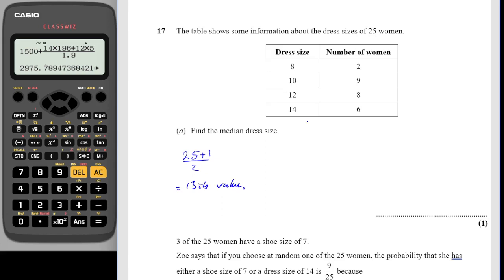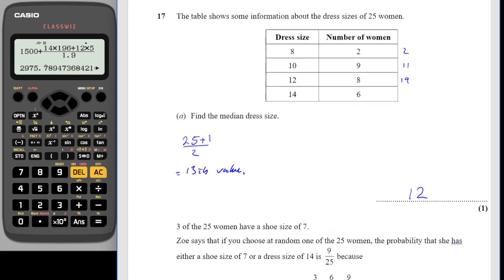So the first 2 values are 8 or less. The next 11 values, 2 plus 9, is 10 or less. And then 19 values, so the 12th to the 19th value are all size 12. So the median would be in that group. So the median is 12.